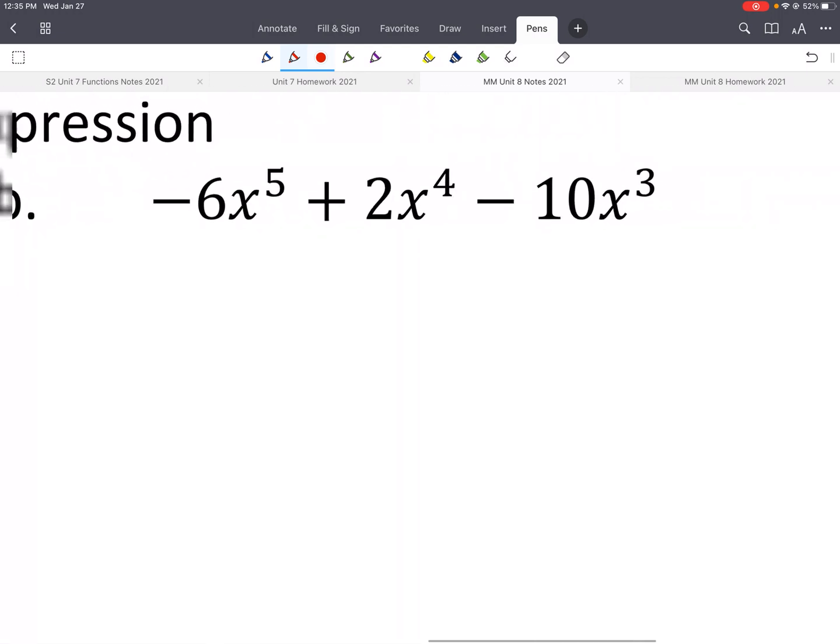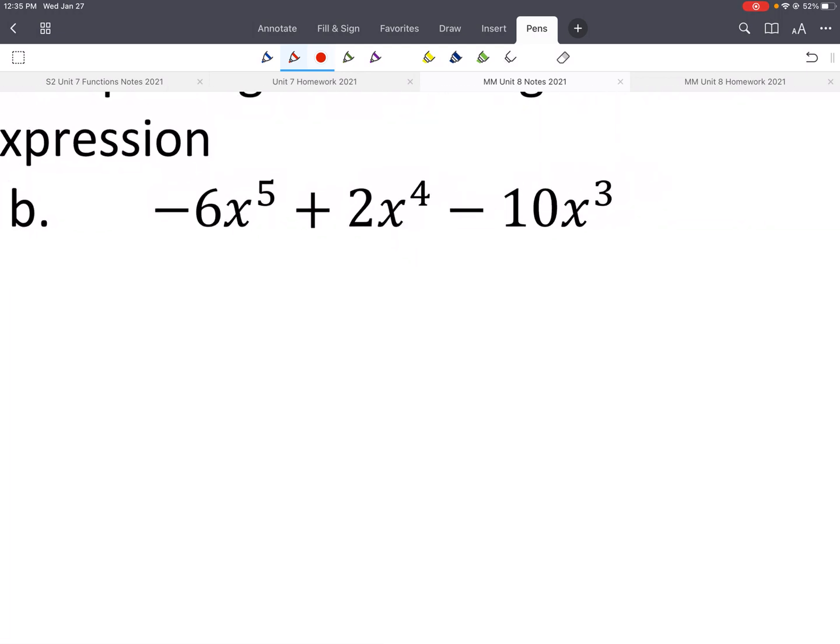Now let's look at this example, okay? This is in standard form, but let's add a constant. So let's look at the numbers first. So we have 6, 2, 10, and 4. The greatest thing that you could divide all of those by is a 2. We can look at the variables. So we have a 5, a 4, a 3, and this would be like a 0.